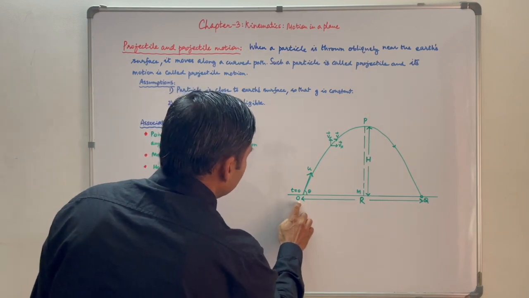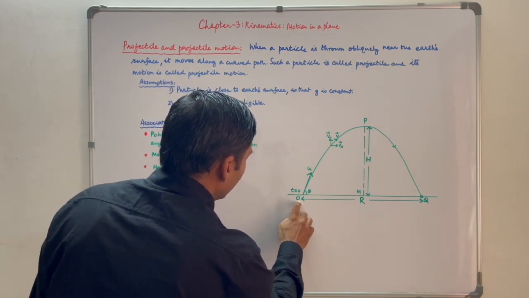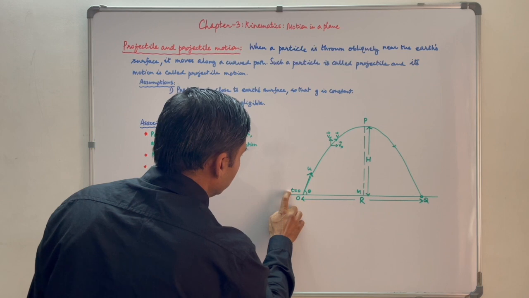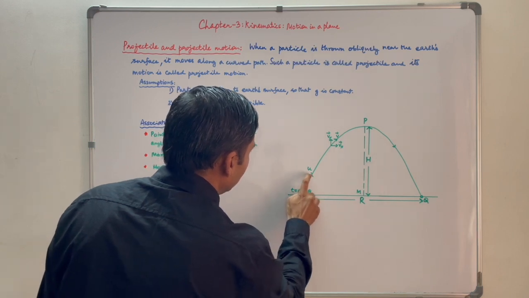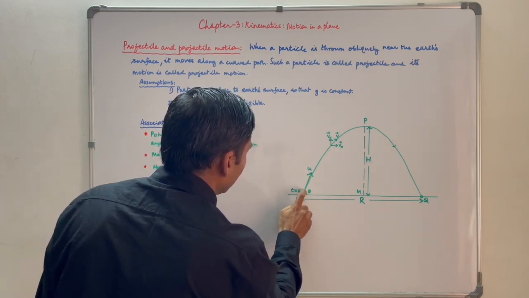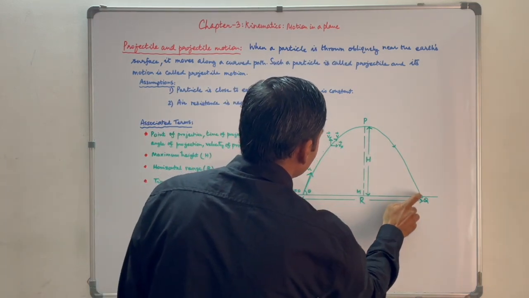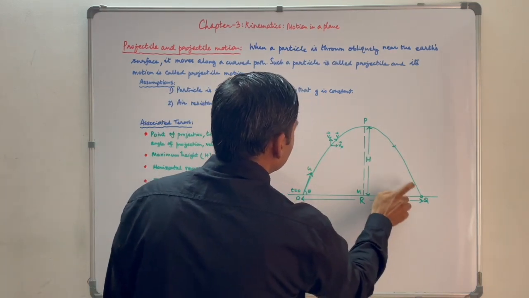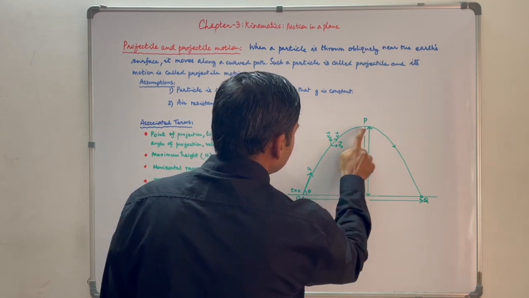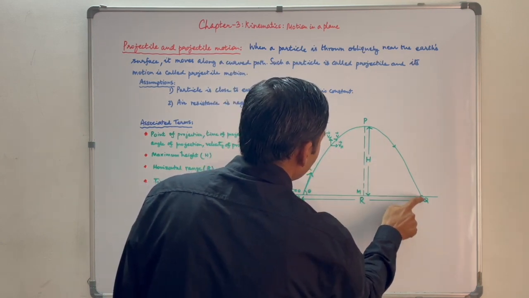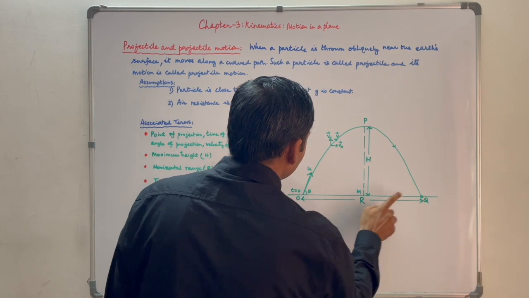Suppose a particle is thrown from point O on the ground at t is equal to 0 with initial velocity u at an angle theta with the horizontal, then it travels on this curved path known as parabolic path. It goes till maximum height h and then comes down at point Q on the ground.